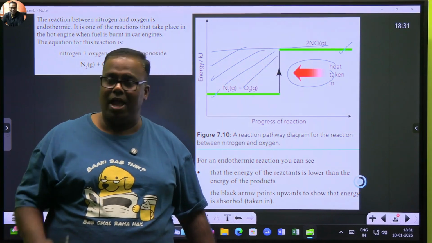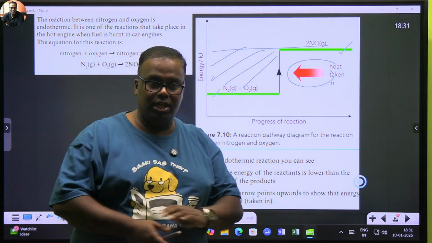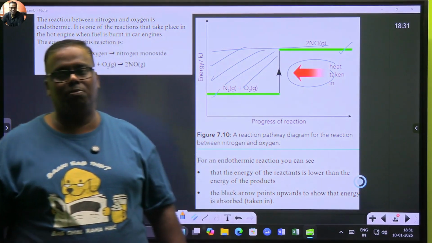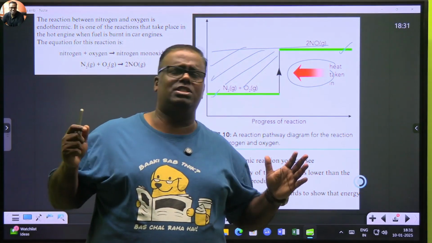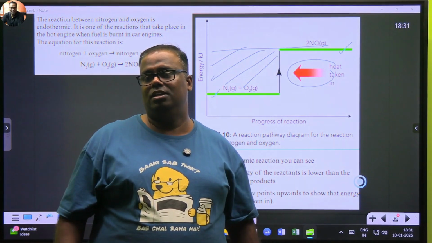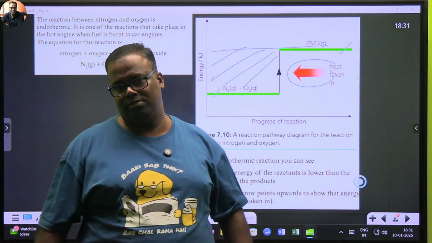समझ में आया? And some examples like magnesium chloride dissolved in water, exothermic, zinc dissolved in copper sulfate, exothermic, nitrogen, oxygen forming nitrogen monoxide, endothermic. And all fuels, any fuel which is burning is always exothermic. That concludes our class for today.